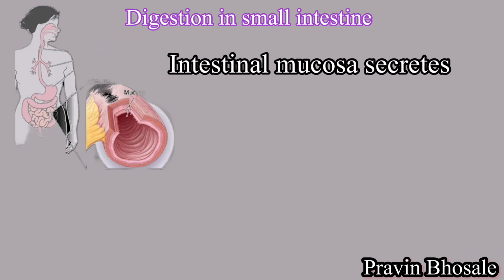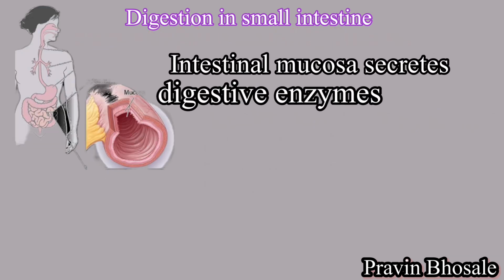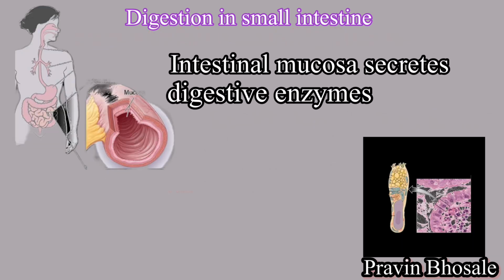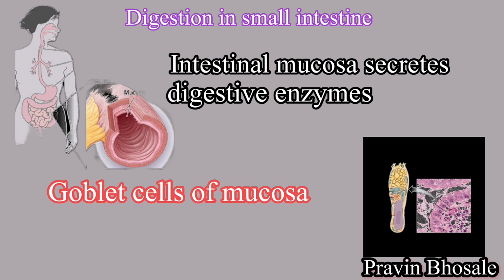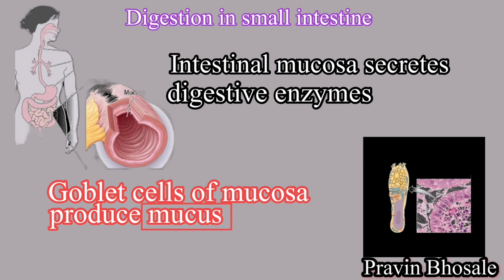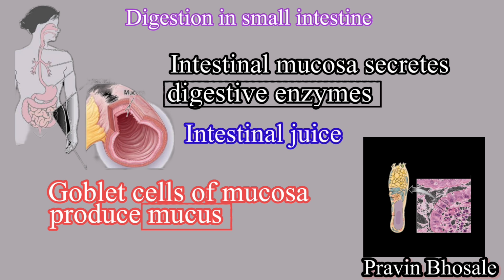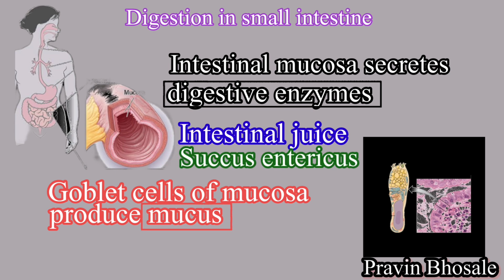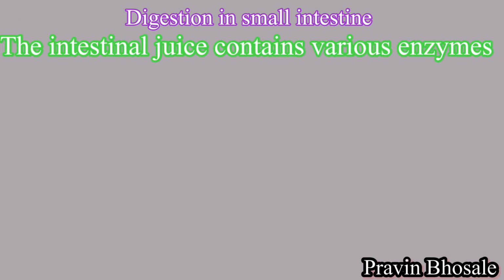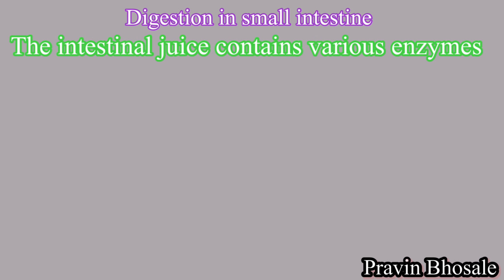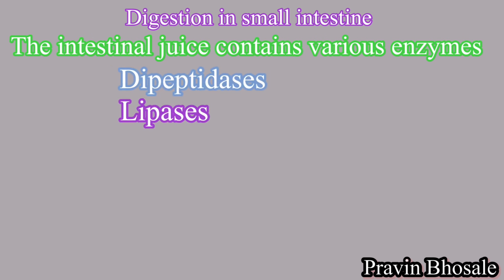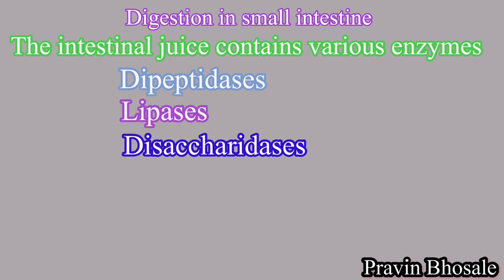The intestinal mucosa secretes digestive enzymes. The goblet cells of the mucosa produce mucus. Mucus plus intestinal enzymes together constitute intestinal juice, or succus entericus. The intestinal juice contains various enzymes like dipeptidases, lipases, and disaccharidases.